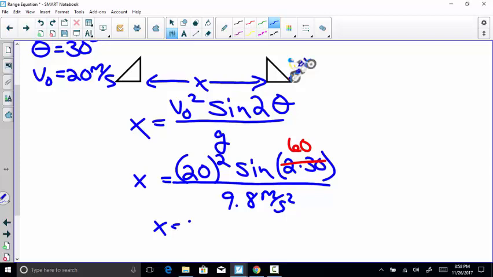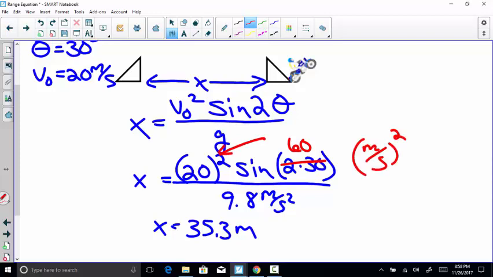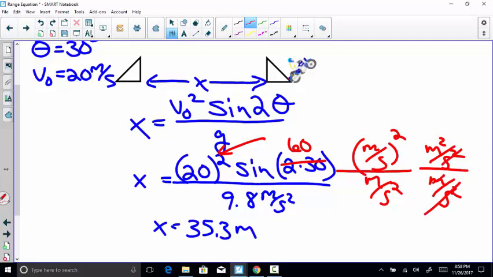So x would be 35.3 meters. And if we do a unit check, our units on top are meters squared per second squared, all over meters per second squared on the bottom. So you have a meter squared per second squared all over a meter per second squared. Seconds cancel, one of the meters cancels, and lo and behold, we get the right units.